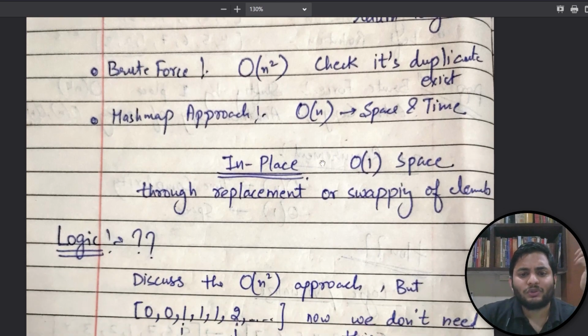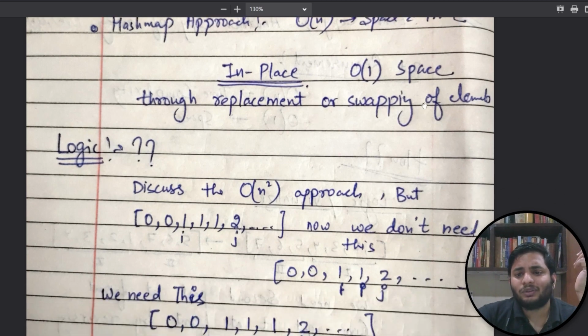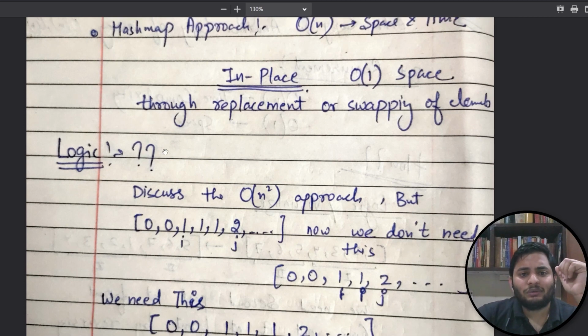And the hash map approach, so I need to do it in place, right? So O(1) space, through replacement or through swapping of elements. This is what it means by in place. Okay, at that same place. So let's think about the logic.